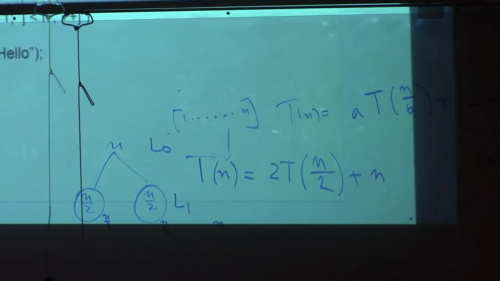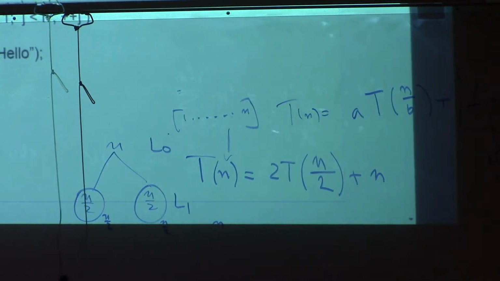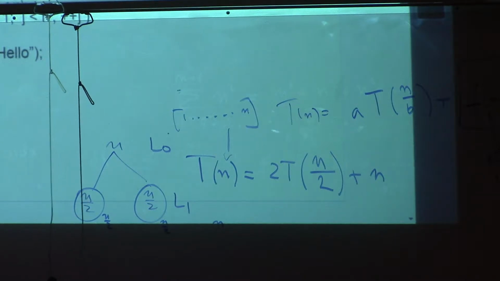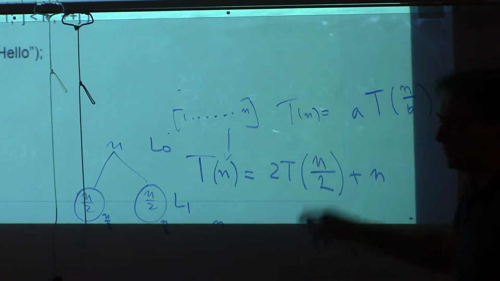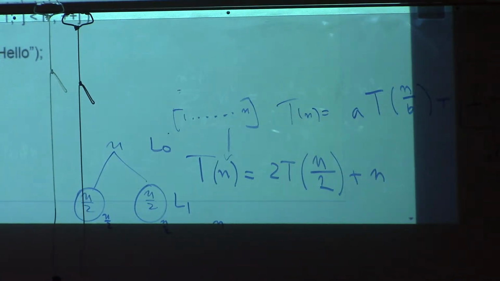How many level 2s am I going to have? 4. Actual cost of n over 4, n over 4, n over 4, n over 4, total cost of n. So actually what's going on with the actual cost on each level? The actual cost at each level stays the same. So the only question is, how many levels do you have? How many times can I cut something in half? Well, if you take 16, I can cut it to 8, 4, 2, 1, 4 times. If I take 32, I can cut it to 16, 8, 4, 2, 1, 5 times.